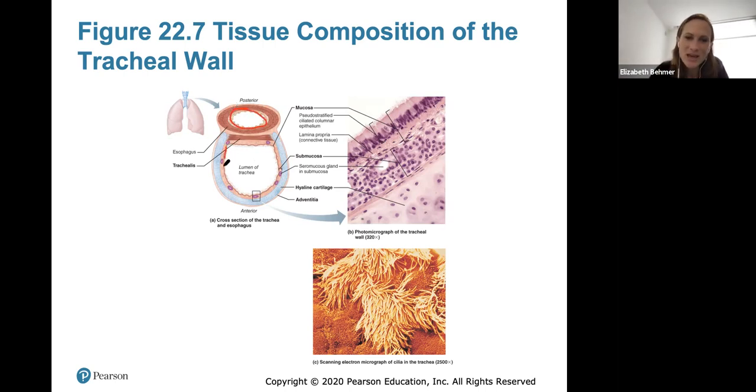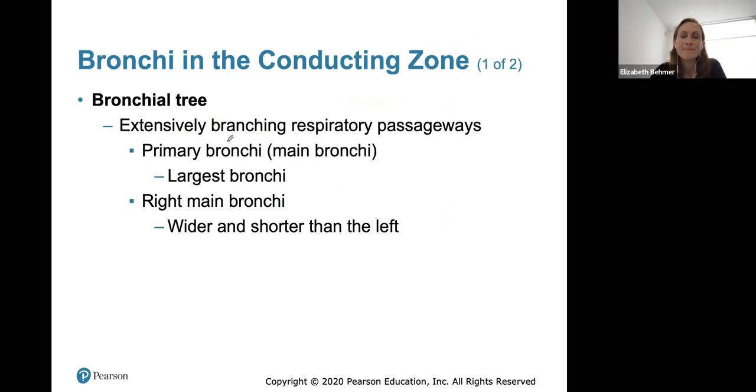But the trachea is constantly held open by these C-shaped cartilaginous rings, and those are in blue. The C-shaped cartilaginous rings keep your trachea open so that air is constantly flowing into the lungs. The bronchial tree is then the extensively branching respiratory passageways. Primary bronchi is the main bronchi.